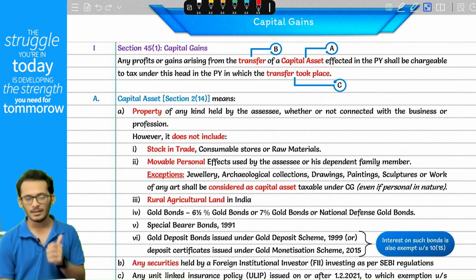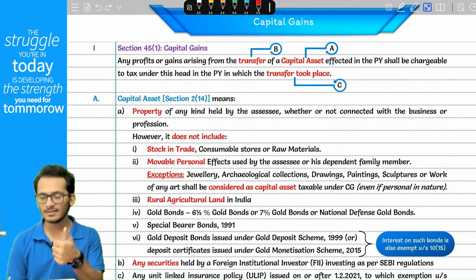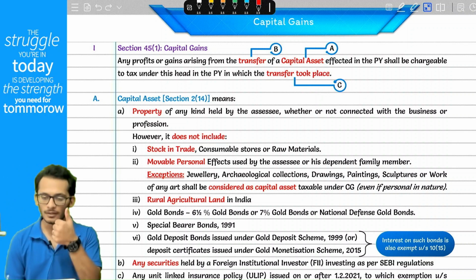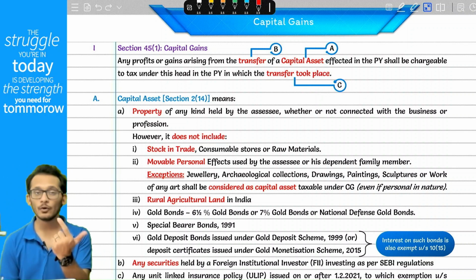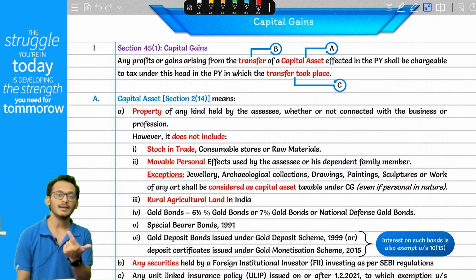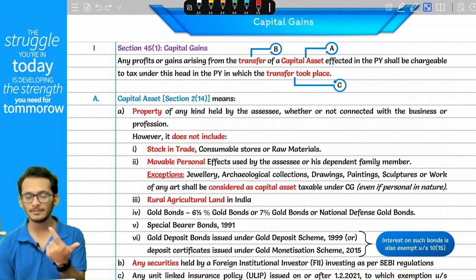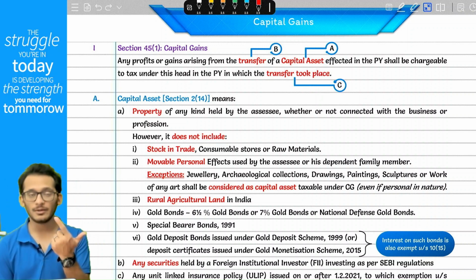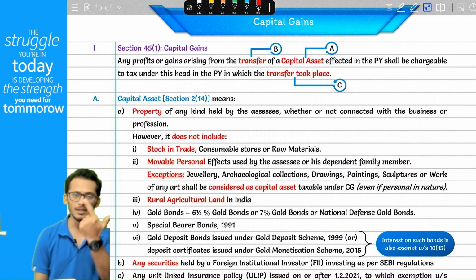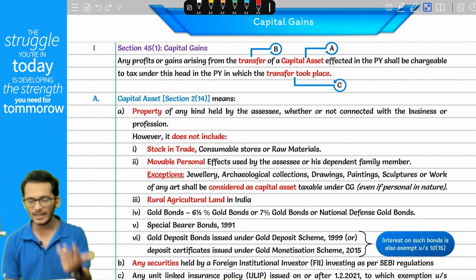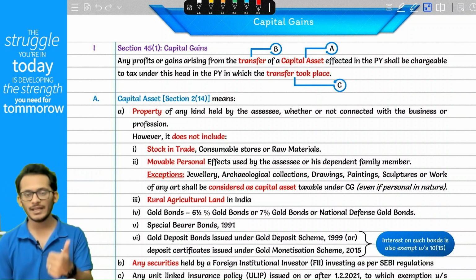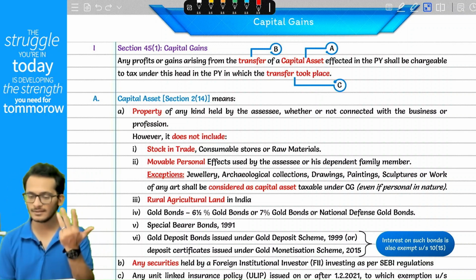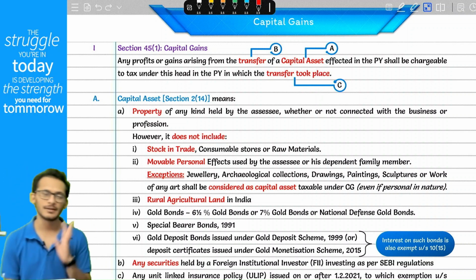Certain words to remember: capital asset means any asset except stock in trade, and except any movable personal effects, except items like BA pass DJ, bullions, archaeological collections, paintings, any work of art, shares, scriptures, drawings, jewelry. All these items, even though they are movable personal effects, are taxable under capital gains.